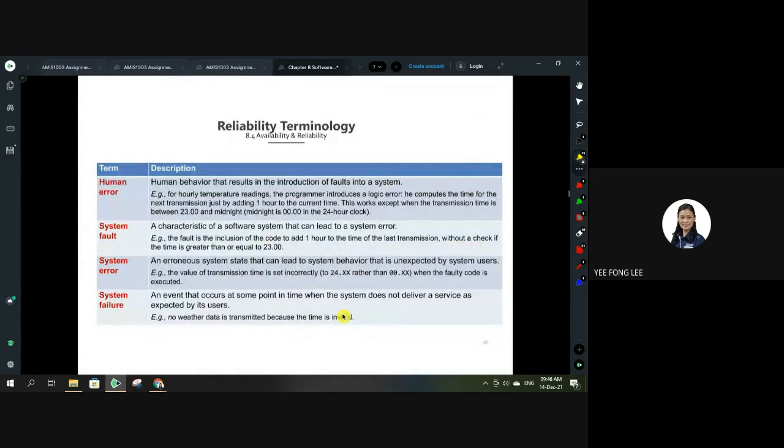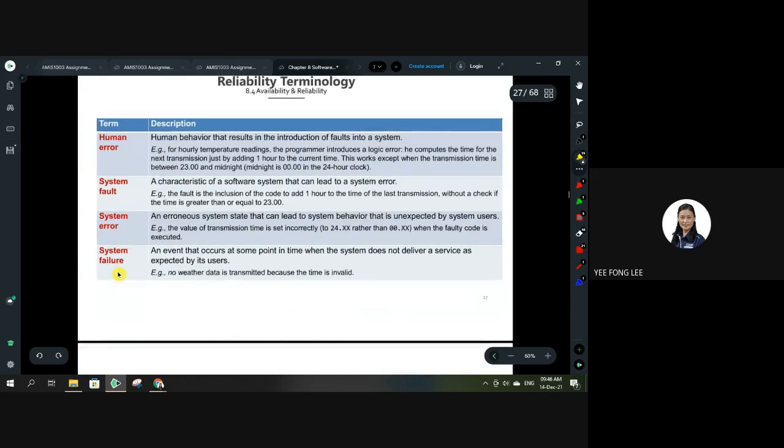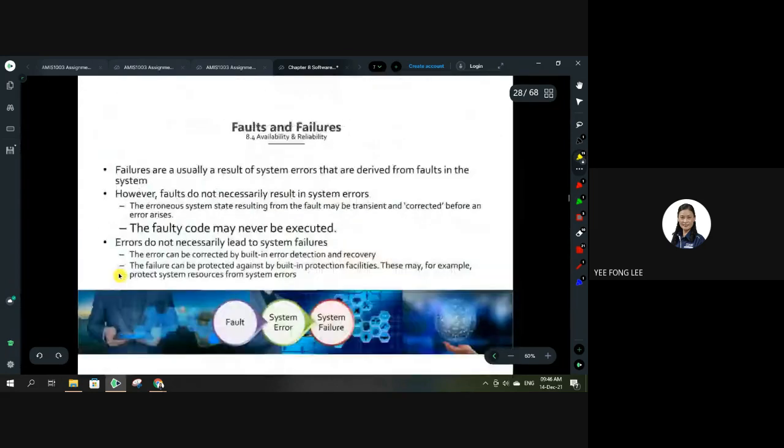Some of the terminologies: the table shows the reliability terminologies. Make sure you manage to differentiate them. They sound similar, but they are not the same. Please read through the differentiation. Error, fault, failure. What is different, especially between these three? Next slide, faults and failures.